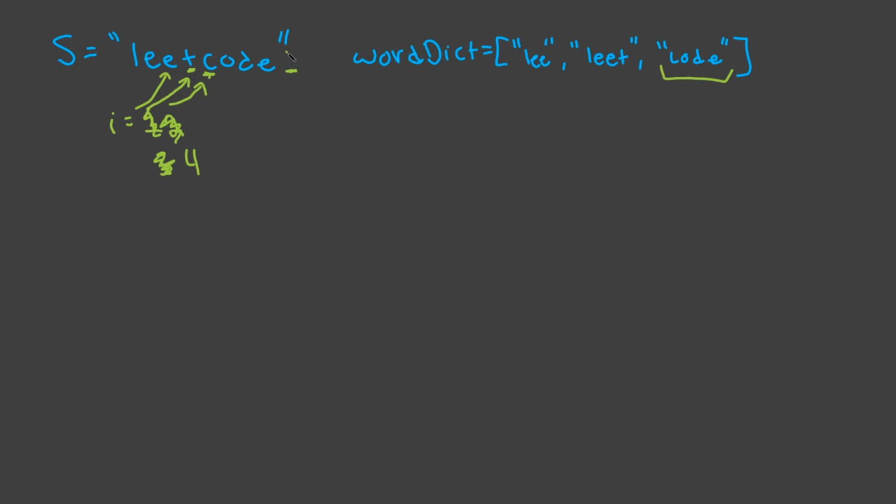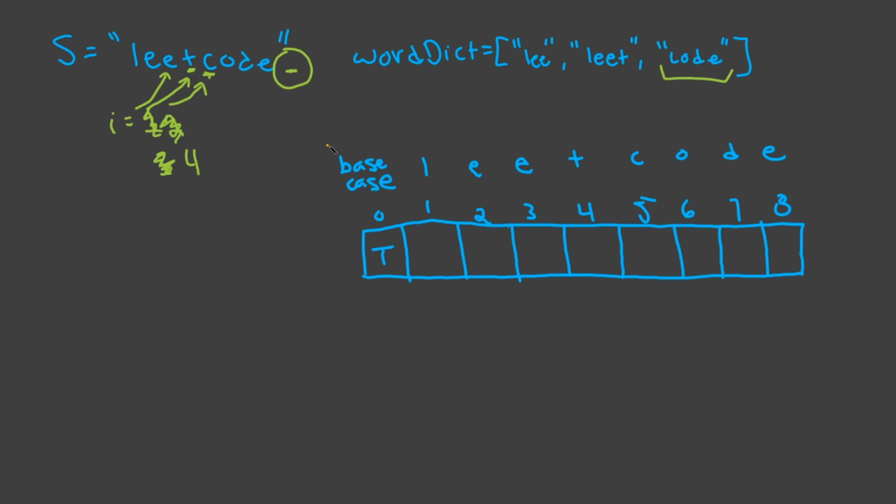And as you can see, this is going to be outside of the string. So if we ever get to this point, we know we reached the end of the string and we found enough matches in our string using our word dictionary. So how does this look with the actual dynamic programming array? So this is what our array is going to look like.